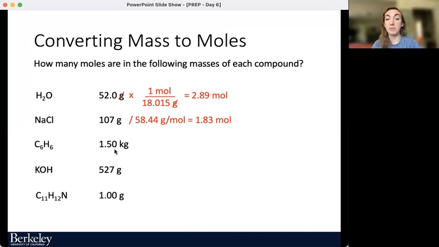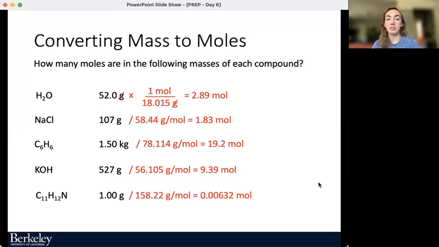Here we have kilograms. So I hope you guys noticed that we need to convert from kilograms to grams and then grams to moles. So you're going to end up with 19.2 moles. I didn't show it on the slide, but there's an extra 1,000 in there. That's why you end up with 19.2. And then 527 divided by 56.105 is 9.39 moles. And then the last one is 1 gram divided by 158 grams per mole, which gets us 0.00632 moles. Questions on these conversions?